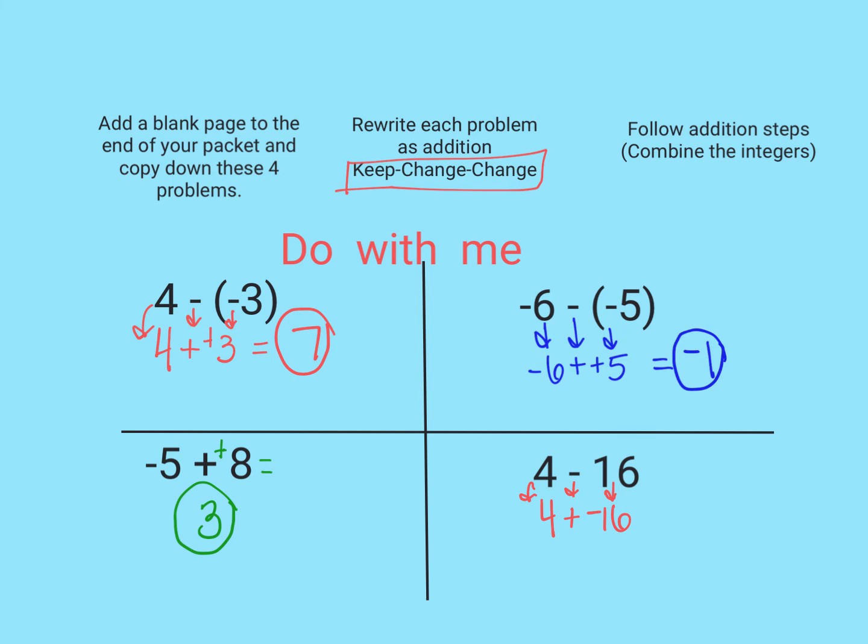We're adding different signs. So we find the difference. 16 minus 4 is 12. And the 16 has a greater absolute value and it's a negative. So our answer is negative 12. We have more negatives than we have positives. Pause that if you need to, if there's anything you didn't get down. And then I'm going to take a peek at the assignment with you.